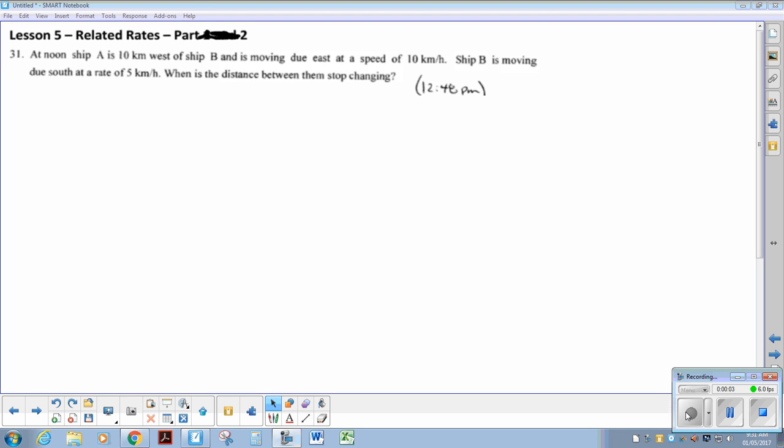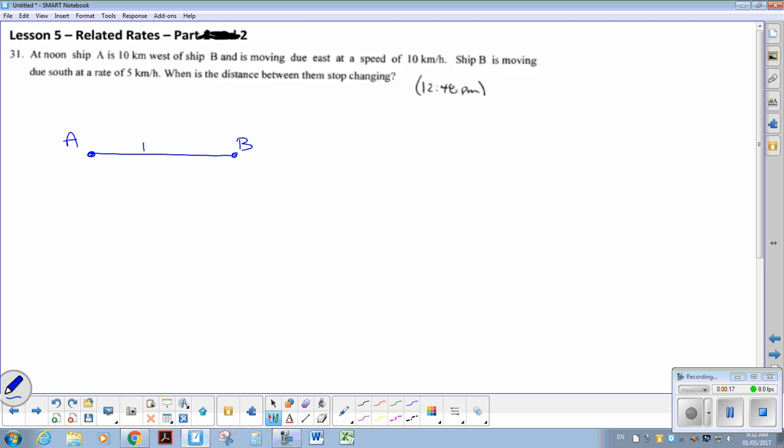Hello, I've had a question about Unit 4, Lesson 5. This relates to Part 2, Question 31. So we have, at noon, ship A is 10 kilometers west of ship B. So there we go, A and B, and they're 10 kilometers apart.